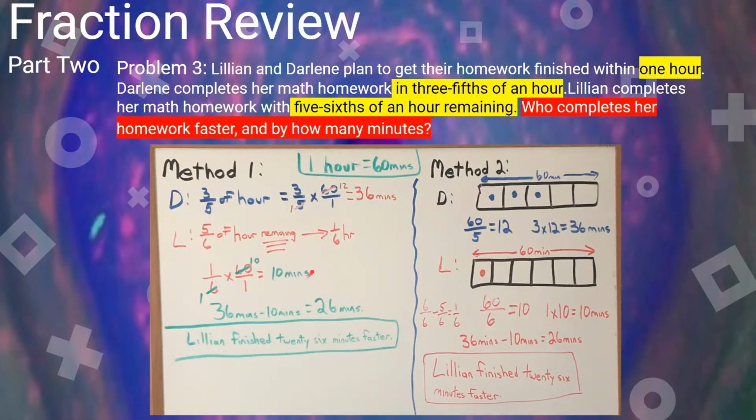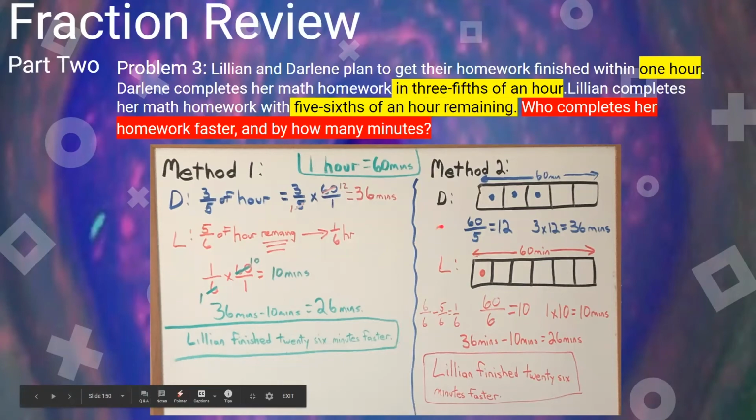So Lillian did her homework in 10 minutes. Darlene did hers in 36 minutes. So the question is, who completes her homework faster and by how many minutes? Well, 36 minutes, and we'll subtract the 10 minutes it took Lillian, 26 minutes. Lillian finished 26 minutes faster than Darlene.